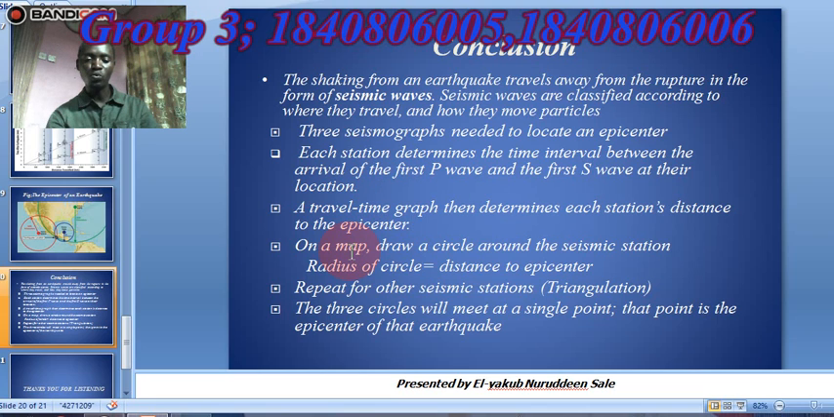Then we refer to our map. On a map, we draw a circle around the seismic stations, and the radius of the circle equals the distance to the epicenter. We now repeat for other seismic stations. We call this process triangulation, and it is not necessary that exactly 3 seismographs be consulted. We can use more, because the more we gather, the better the estimation we can make of the exact location where the earthquake occurs. So the 3 circles will meet at a single point, and that point is the epicenter of an earthquake.